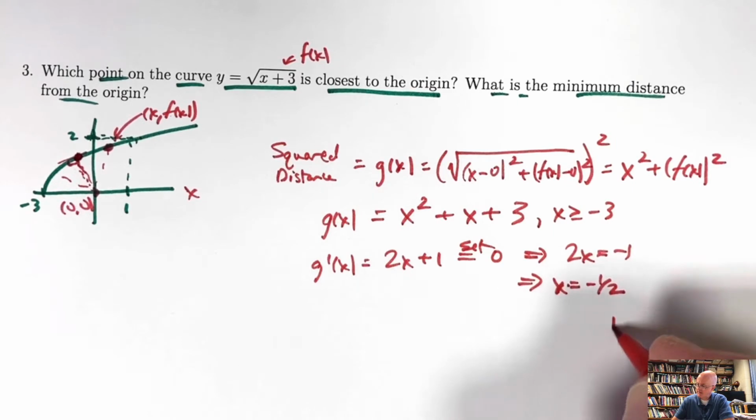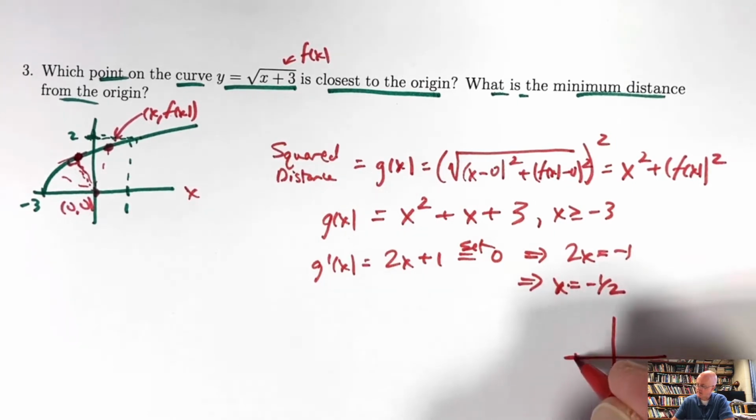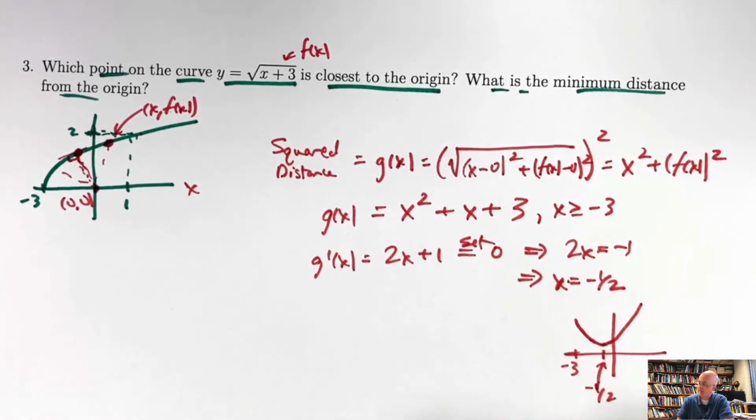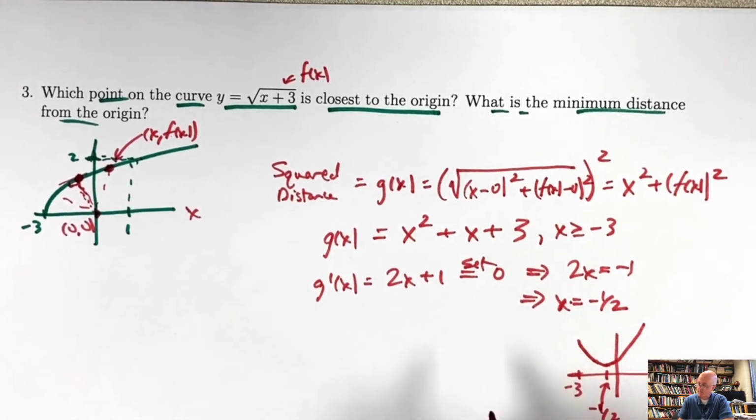The graph in this situation is going to look like a parabola opening upward. It's a square distance, so I can't go negative. It's going to have a minimum at negative 1/2 and go back up again. And it will be a minimum. We haven't found the point yet. We need to find the y-coordinate of the point.